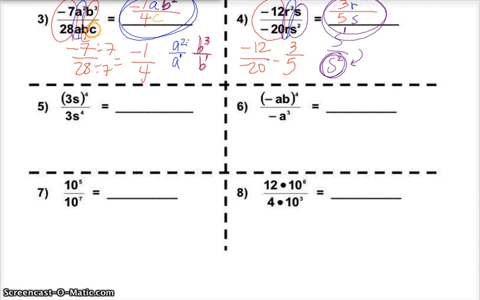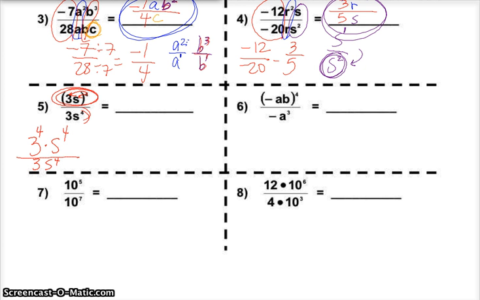Okay, moving on. Now we're getting to a little more complicated ones. We need to apply the rules we just learned. So we're taking 3s to the 4th power, so we're going to distribute the exponent of 4. Sorry about that. Let me try that again. We're going to distribute, so it's 3 to the 4th power times s to the 4th power divided by, our denominator stays the same, so that's just 3s to the 4th power.